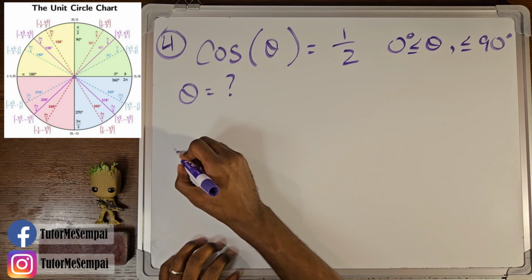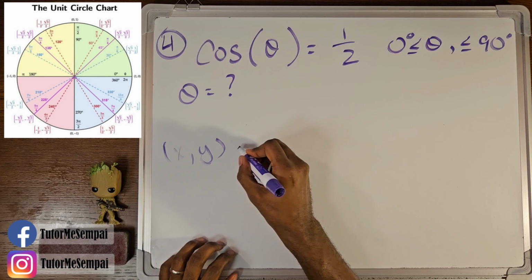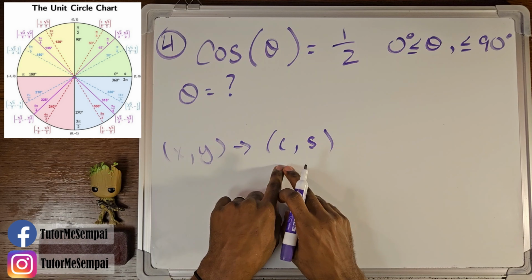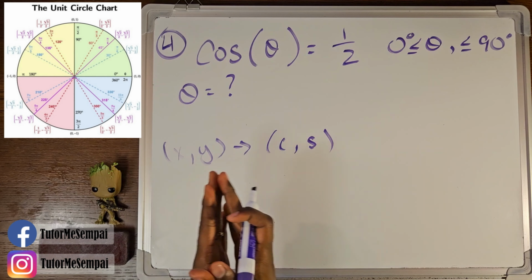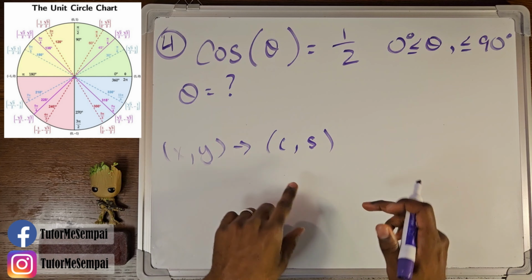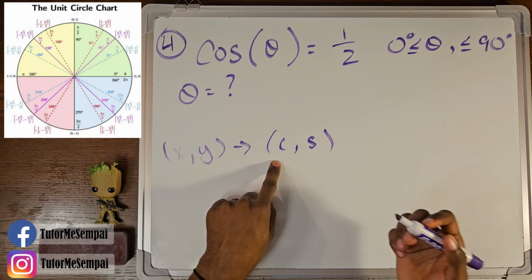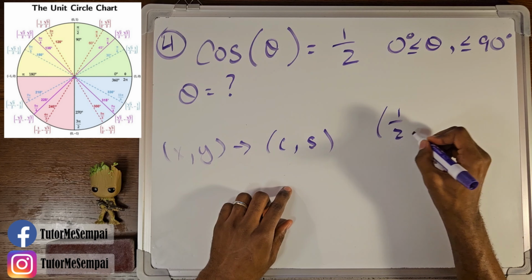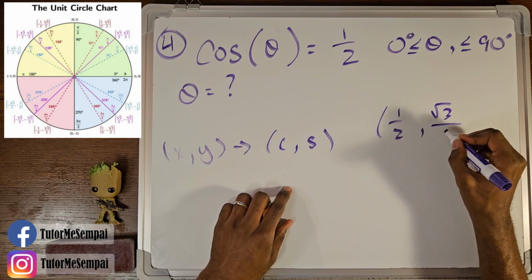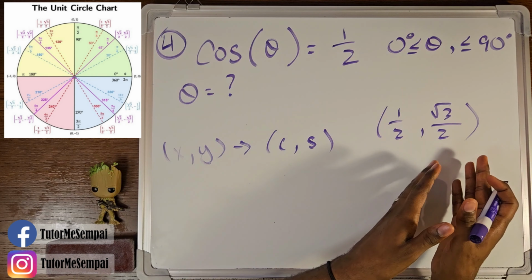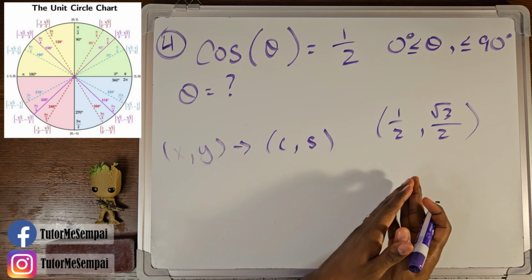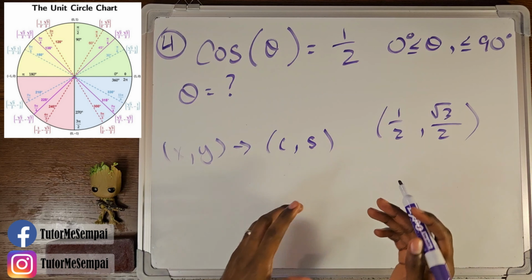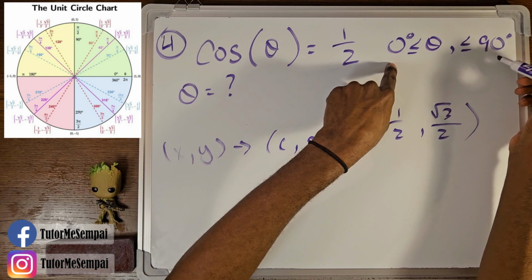Now remember, x is before y, so c is before s. Cosine is your first value. So if we look at our unit circle, which line has 1/2 as the first value? Well, it's going to be the line that has this point, 1/2, square root of 3 over 2. Now if you look at the degree unit circle, which line corresponds with the line that pointed to this point? Well, that's going to be 60 degrees, because remember, we're looking at the first quadrant.